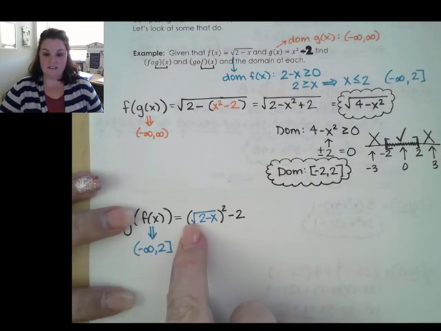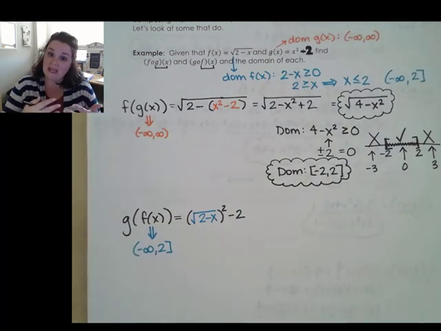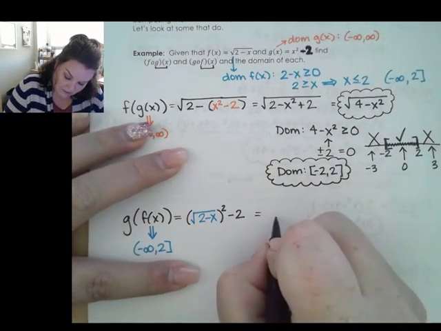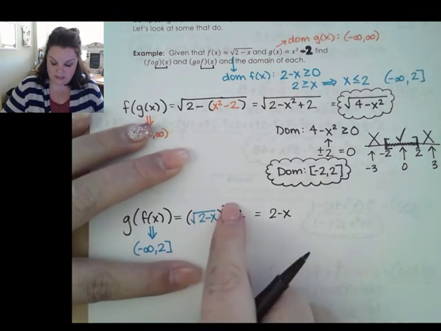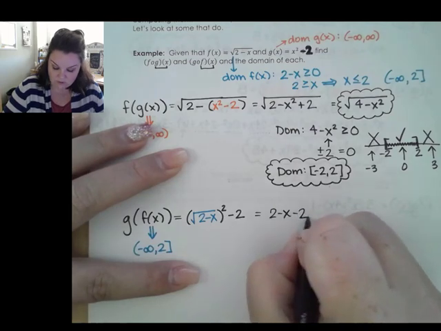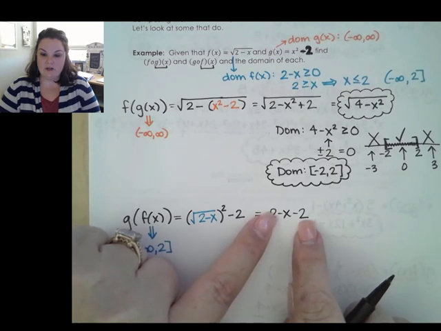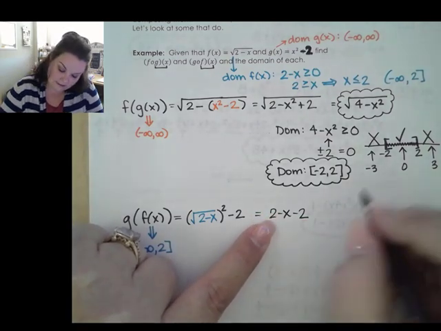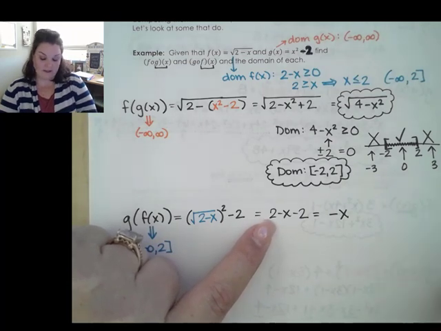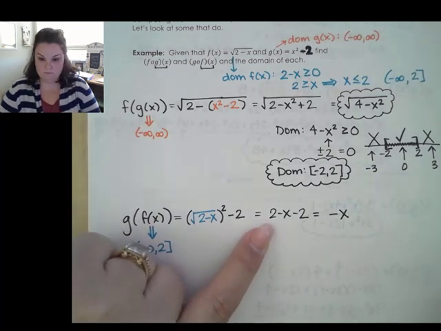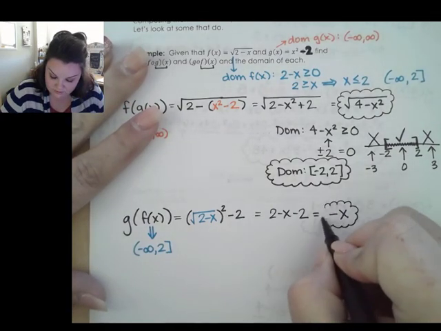Notice here I have a square root being squared. When we square a square root, those cancel out, right? So this just becomes 2 minus x from what was in here, because the square and the square root canceled, and then minus 2 that was left out here. Okay, and then notice if I combine like terms, I have a 2 and a minus 2. Those cancel out, and I'm just left with negative x. So negative x is my new composed function.